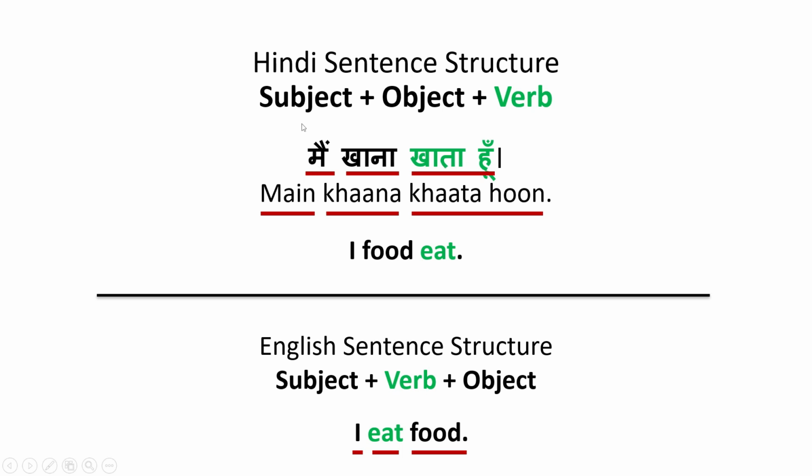मैं, which is I, a subject, which is at the start of the sentence. Khana, which is object, that means food, in the middle. Khata hu means eat, which is verb in the end.